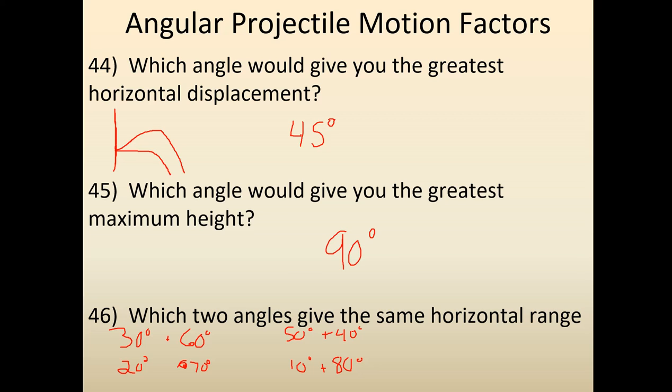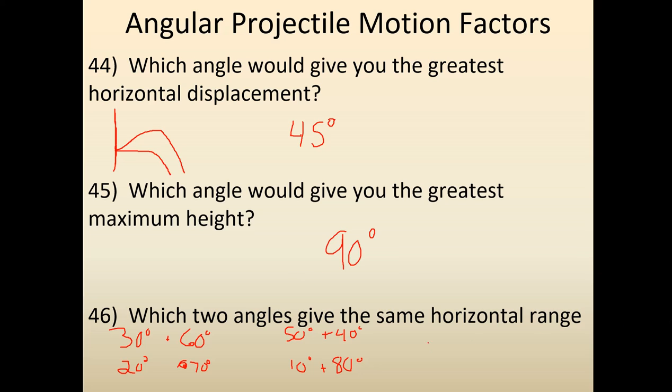Going back to 45, this is one way to remember that 45 is the greatest horizontal displacement, because the only number that 45 can add to get to 90 is 45. So it's actually the only number that doesn't have a complementary angle. It's its own complementary angle. So any two angles that add up to 90 give the same horizontal range.